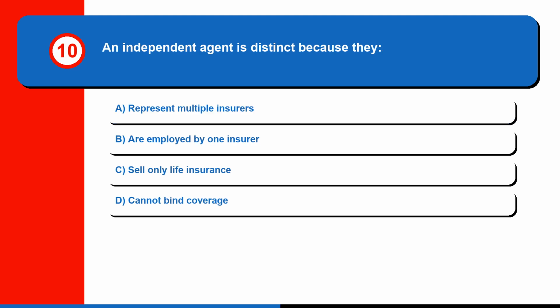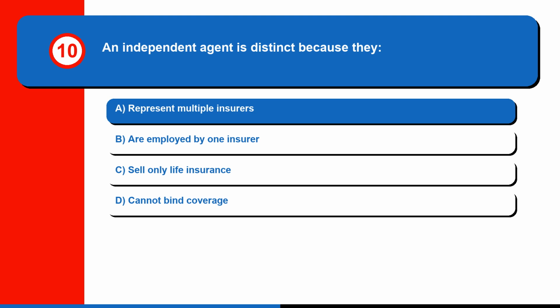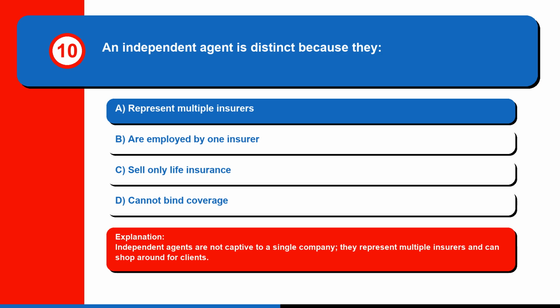Question 10. An independent agent is distinct because they A. Represent multiple insurers, B. Are employed by one insurer, C. Sell only life insurance, or D. Cannot bind coverage. The correct answer is A. Represent multiple insurers. Independent agents are not captive to a single company, they represent multiple insurers and can shop around for clients.